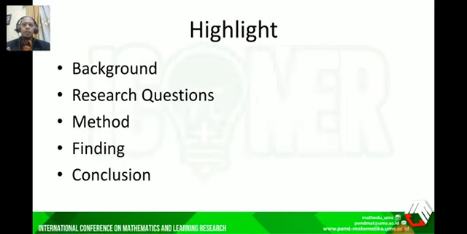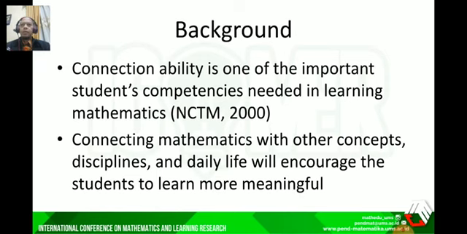In this presentation, we will present the background, research questions, method, findings, and the conclusion of our research. First, in the background, NCTM in 2000 stated that connection ability is one of the important student competencies needed in learning mathematics. Connecting mathematics with other concepts, disciplines, and daily life will encourage students to learn more meaningfully.